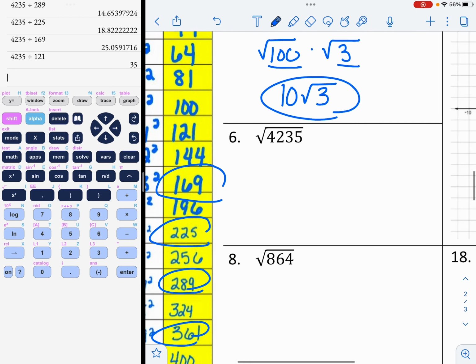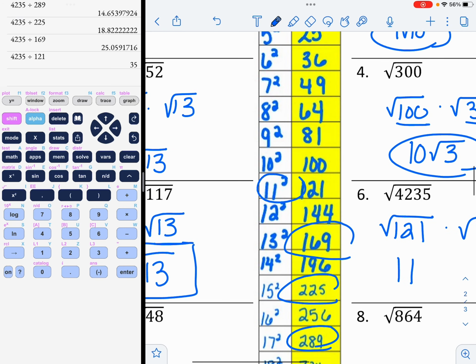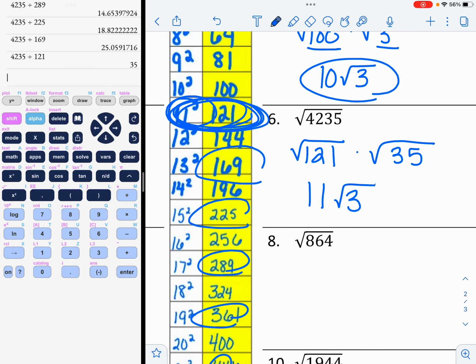That was a long list. So instead of writing it like that, let me look at my calculator. The first number on my list that worked was 121 and then 35. So this turns into an 11. See that on my list? 121 turns into 11. And then the square root of 35 drops down. That's how you simplify that square root.